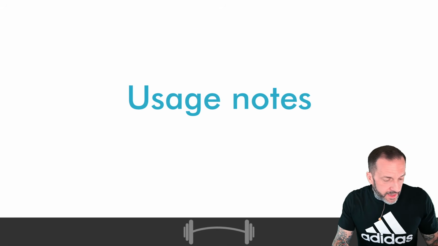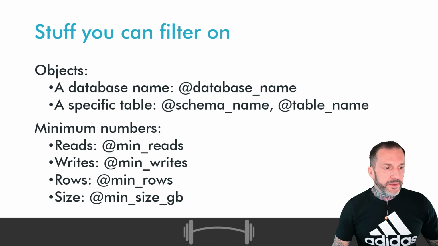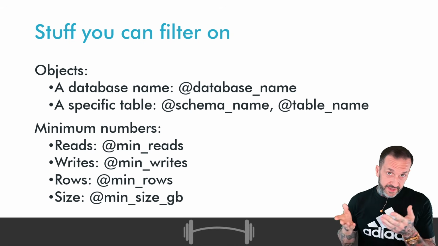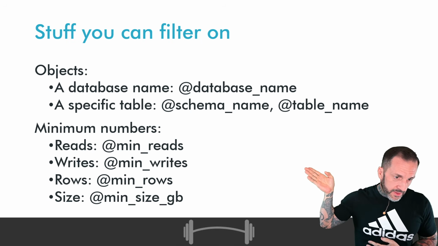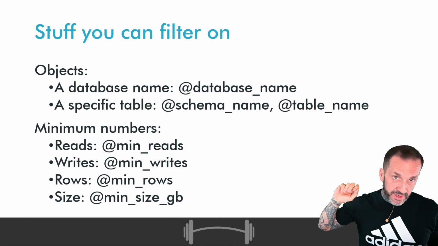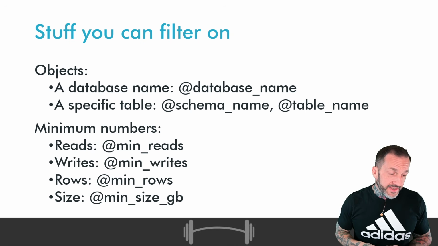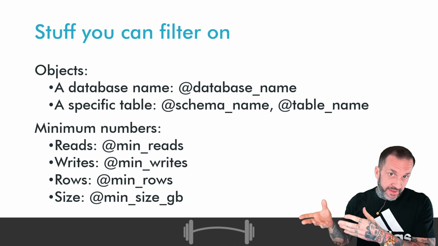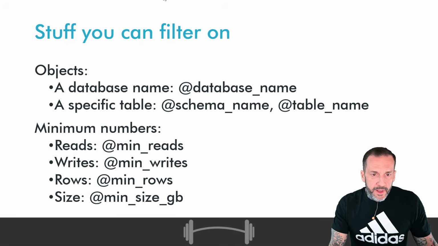And so let's talk a little bit about usage. There are things you can filter on. You can filter to a specific database if you want, and you can also filter to a specific table if you want to focus on one table. There are also some things about your tables and indexes that you can filter on, like minimum number of reads, writes, minimum number of rows in a table, and the minimum table size in gigs. The min size GB is a decimal, so you can put things in there if you're interested in something that's like 500 megs or something.